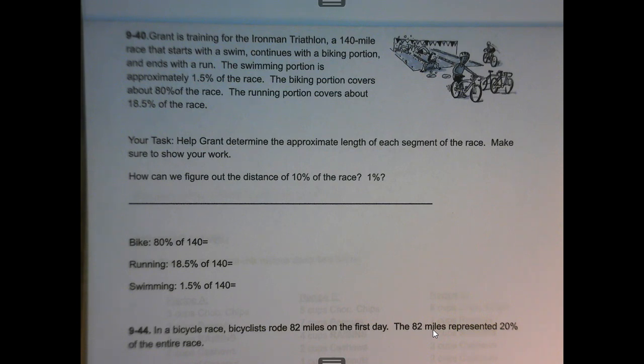Back to percents, or continue with percents again, only this time we're looking at physical activity. Pretty cool. Our task today is to help Grant determine the approximate length of each segment of the race. We need to make sure that we show our work.